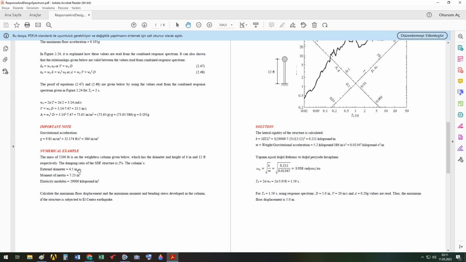The external diameter is 4.5 inch. Moment of inertia of the column is so much. Elasticity modulus of the column is so much. Calculate the maximum floor displacement, or top displacement, and the maximum moment and bending stress developed in the column, if the structure is subjected to an eccentric earthquake. External diameter 4.5, diameter 4 inch.